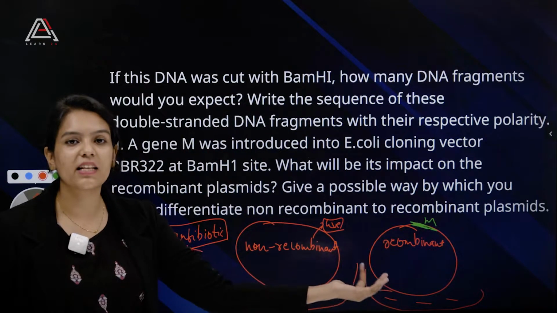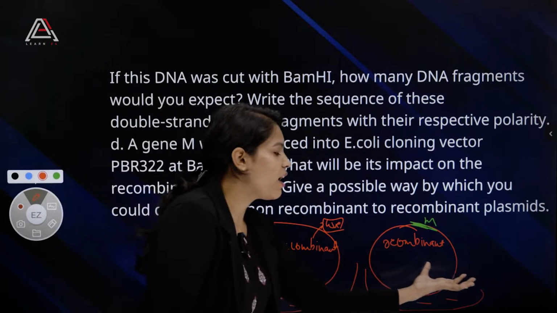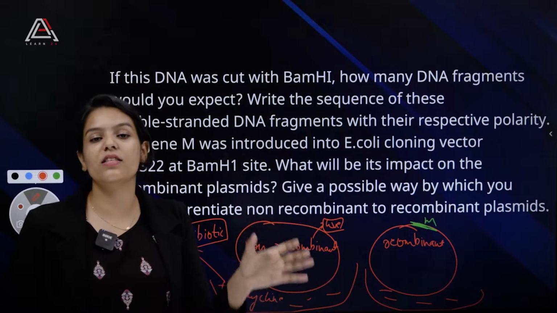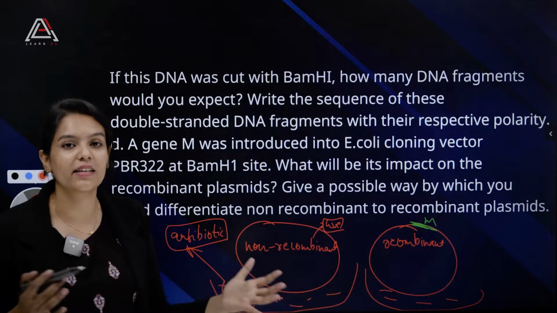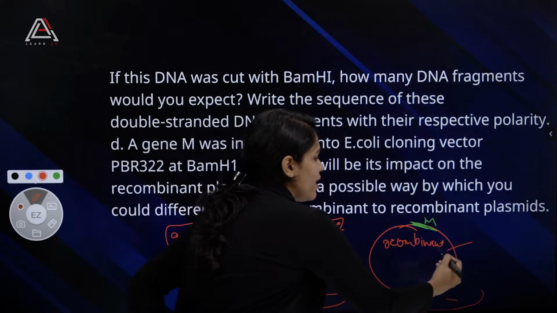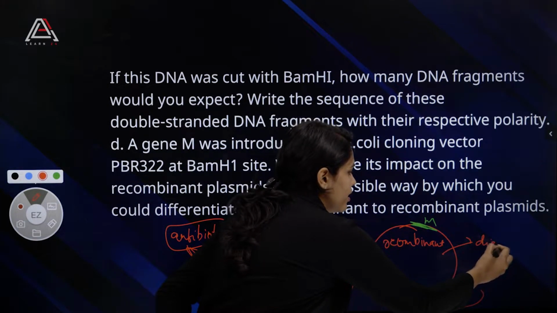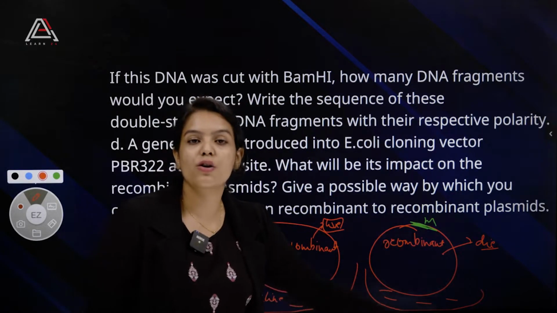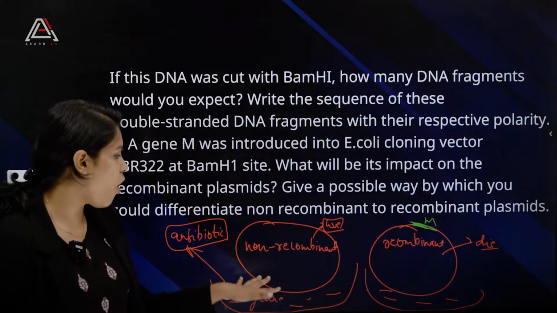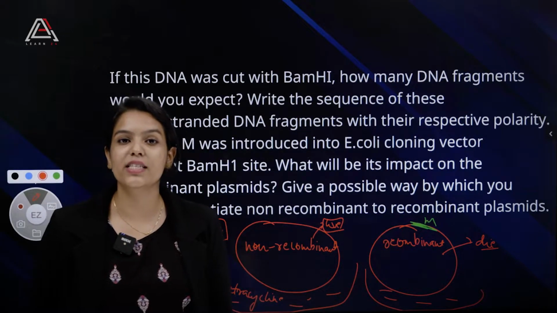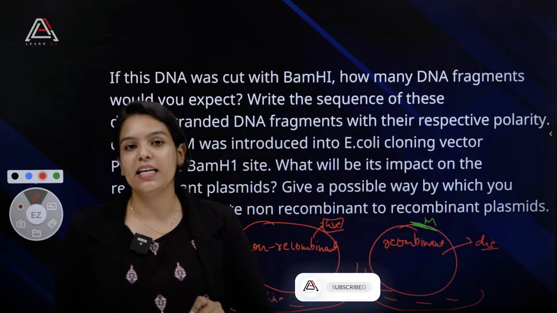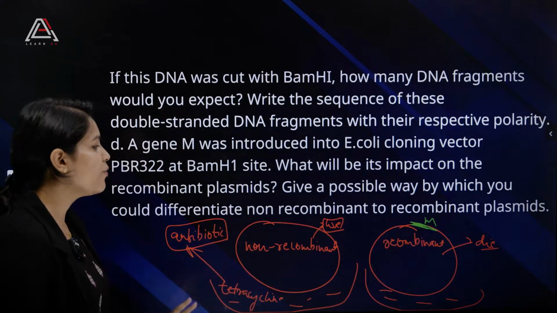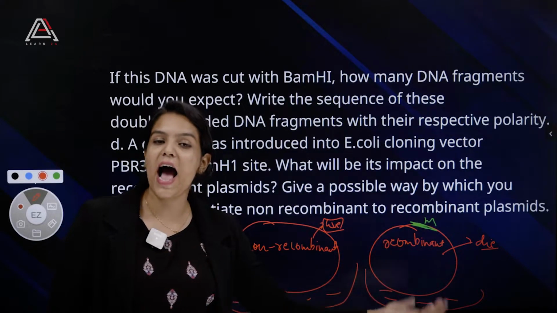And what will happen in the recombinant one? The recombinant one is not resistant to tetracycline. Why? Because the tetracycline resistant gene has been taken out. So it will eventually die. It will not grow in the medium, whereas the non-recombinant will grow because they have the tetracycline resistance gene. So that is how you differentiate between the non-recombinant and the recombinant one.